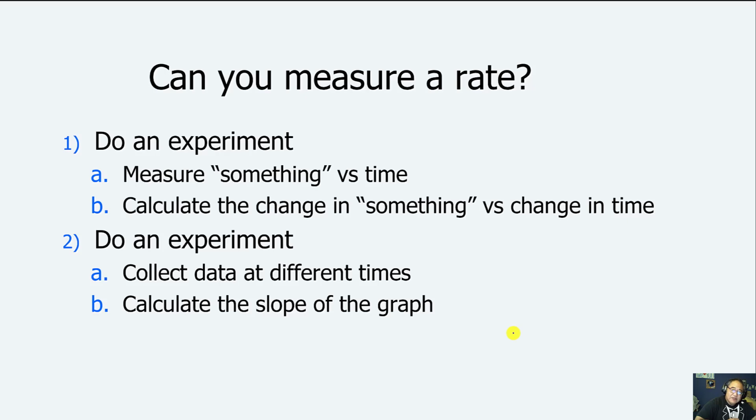And then you measure something versus time, right? So in this case, we measured the length the slug traveled versus time, but we could calculate the change in something versus the change in time. The other way to do it is collect data at different times and calculate the slope of a graph. Then you're using all the data, right? So we'll talk about that. It's called the instantaneous.